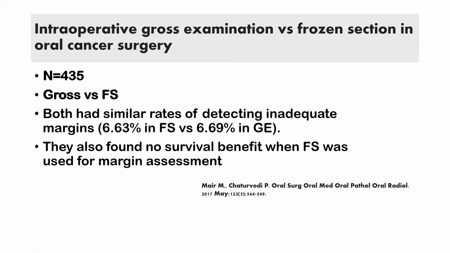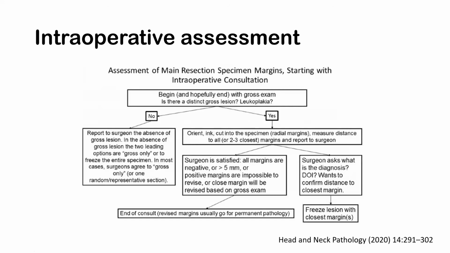Then, gross examination by the surgeon versus frozen section showed similar rates of detecting inadequate margins. Currently the trend is, for the main resection specimen assessed in frozen, the authors in this very nice review write that it should begin and hopefully end with the gross examination. The basic algorithm is: you see a lesion or you don't. If you don't see a lesion, you can decide not to freeze anything, or you can do a random representative section. But if you see a lesion or a tumor, you can orient it, ink it, cut and examine it, measure the distance and report to the surgeon.